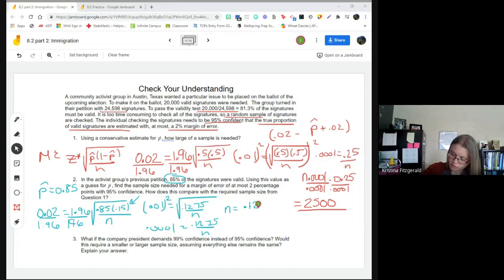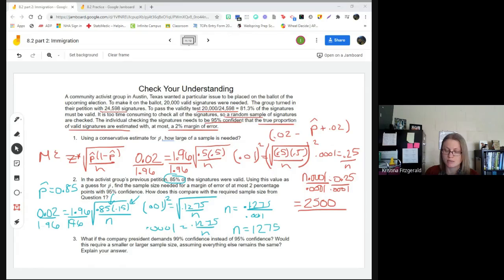So 0.1275 divided by 0.0001, which is going to give me a sample of 1,275 people. So with this particular, if I'm expecting the same amount of signatures to match the study that was done before, or the sample that was done before, then this is how many people I would need. So this is a much smaller sample than going 50-50. So we actually have some data to work with.